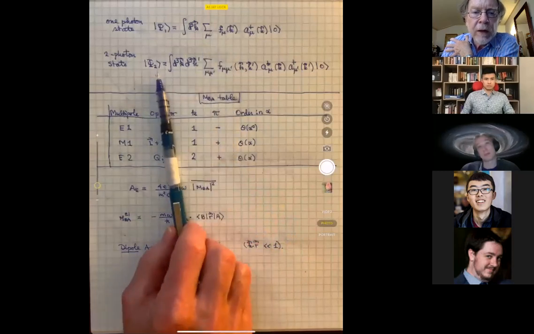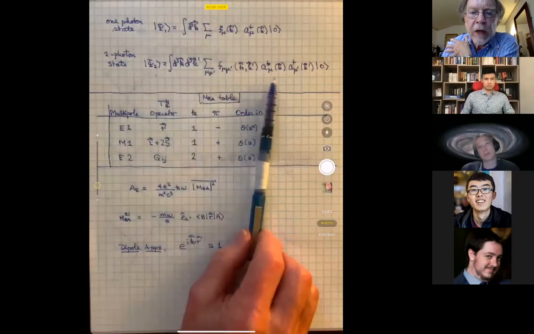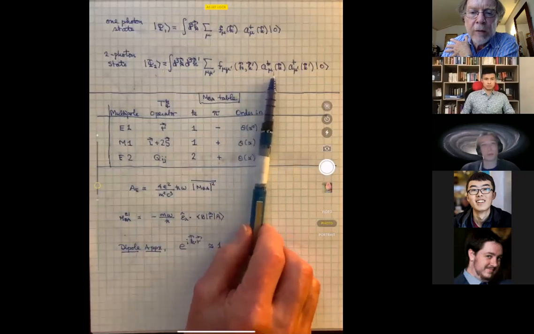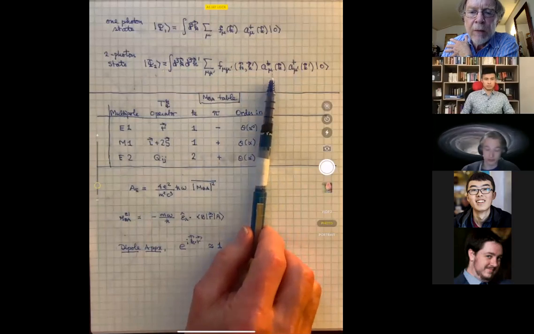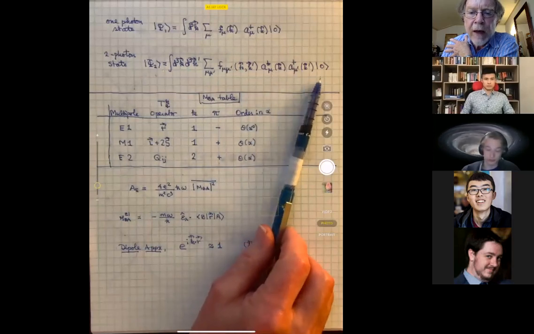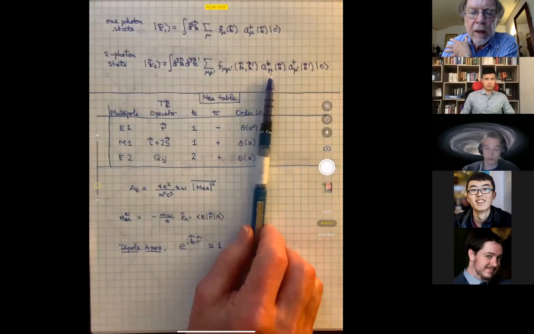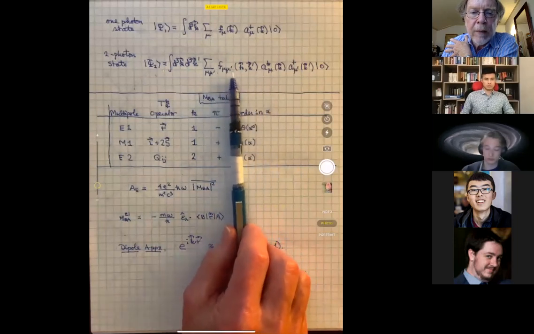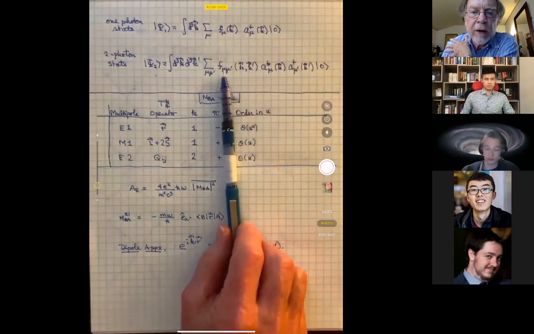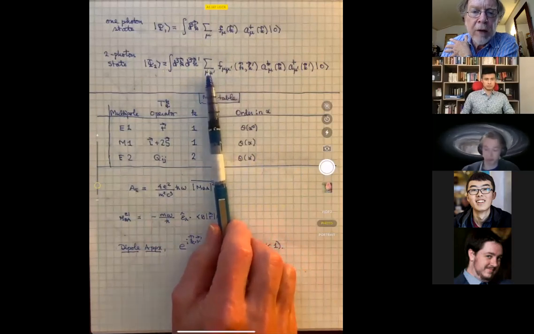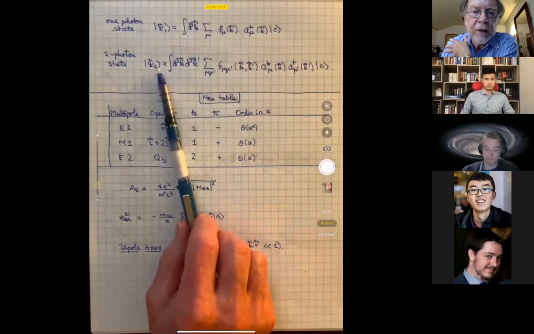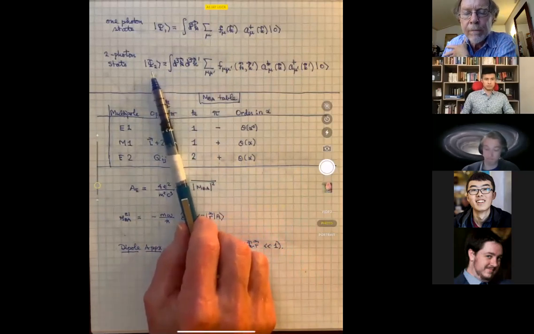Now, if you have 2 photon states, then you apply 2 creation operators to the vacuum. One's got a mode mu k, and the other one's got mode mu prime k prime. So there's an unprimed mode and a primed mode applied to the vacuum. That creates a 2 photon state. And now we form arbitrary linear combinations of this, where the function now has to depend on both mu, k and mu prime, k prime. And we sum on the mu's and integrate on the k's, and it gives us an arbitrary 2 photon state.